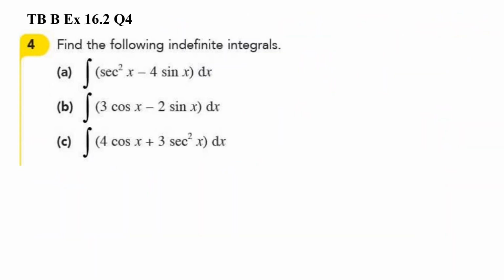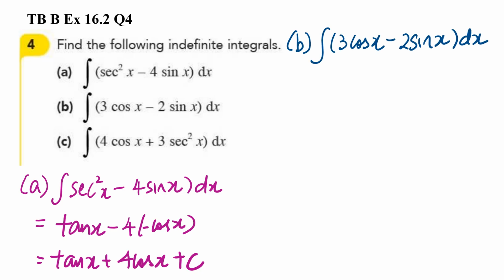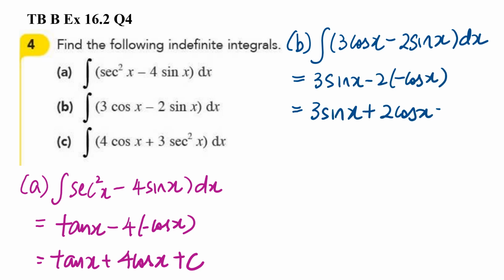Alright, let's look at 4a. Right, so integrations of secant square x minus 4 sine x, integrate secant square x, you get tangent x. Integrate sine x, you get negative cos x. And you end up getting tangent x plus 4 cos x plus c, where c is arbitrary constant. Let's move on to 4b. You will get 3 sine x plus 2 cos x plus c. Let's move on to part c. You will get 4 sine x plus 3 tangent x.